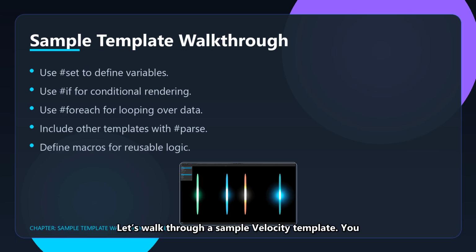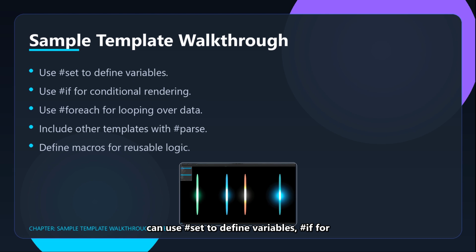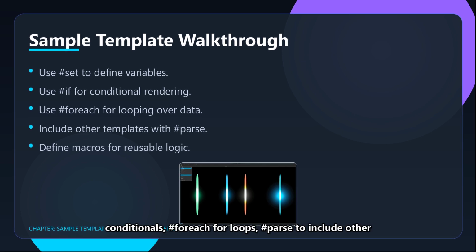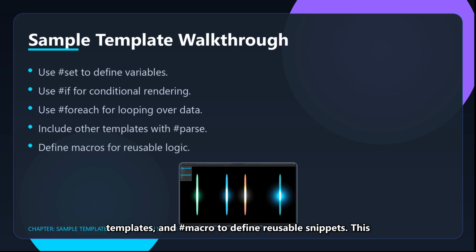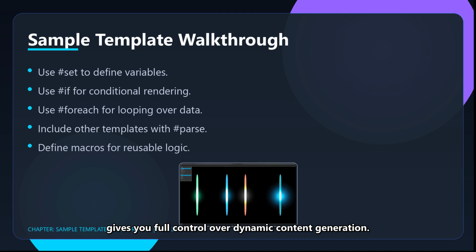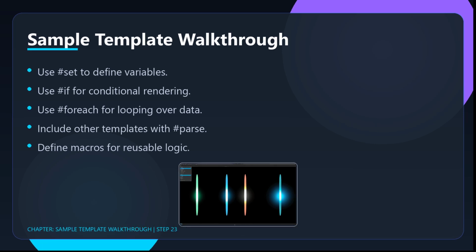Let's walk through a sample Velocity template. You can use #set to define variables, #if for conditionals, #foreach for loops, #parse to include other templates, and #macro to define reusable snippets. This gives you full control over dynamic content generation.